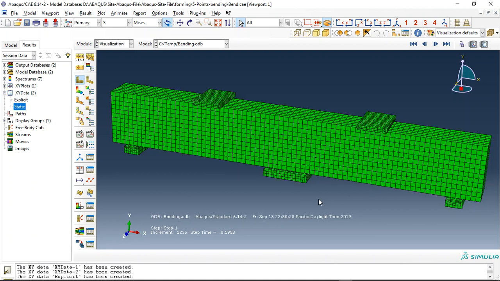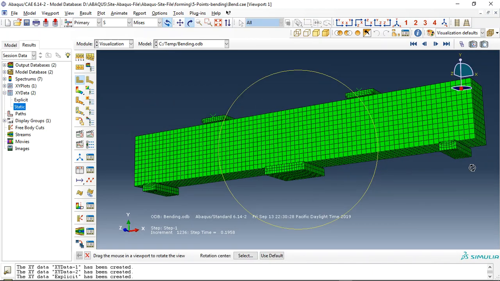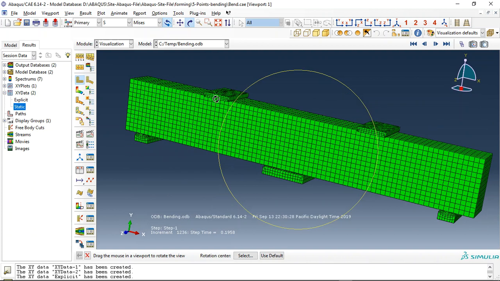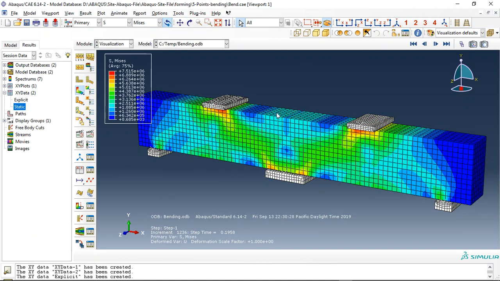Today I did a model of the bending process over the concrete beam. You can see it is the concrete beam. These are the supporters. These are the load or force body. We assign force to these bodies. This is the static simulation.